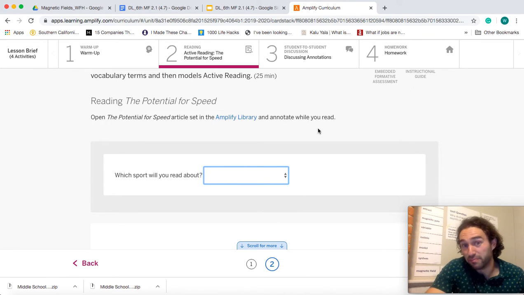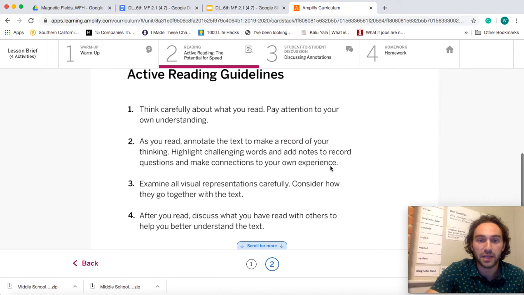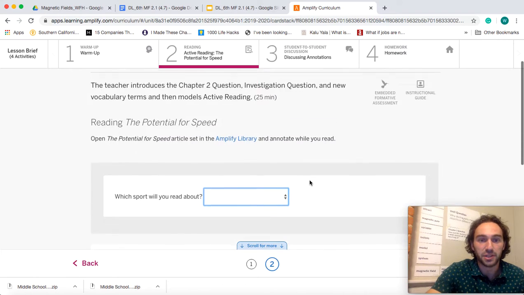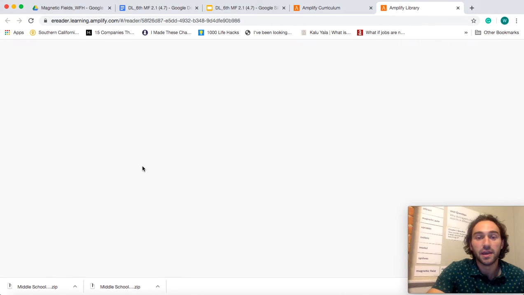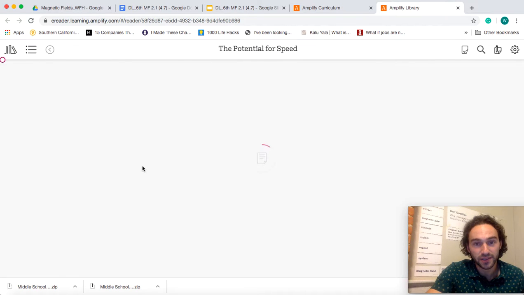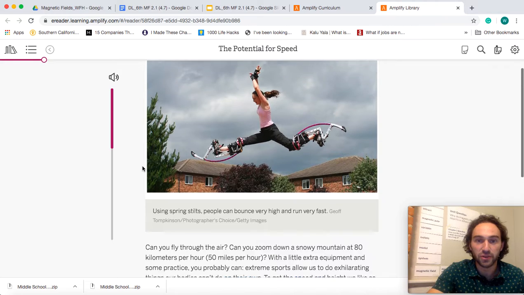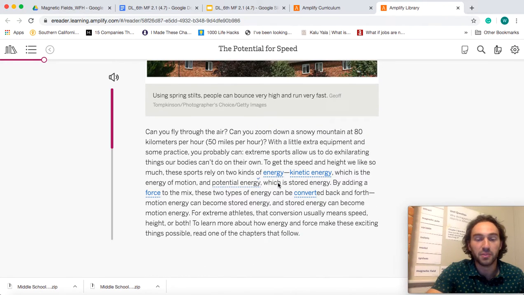Which is something you may or may not have heard of. So pick one that you're interested in. Here are some guidelines that you can use for reading, annotating, things like that. But to show you, when you click on this article, it's going to come up and load. This first paragraph is very general. Got a picture of somebody power walking. And I'm going to read it for you real quick.